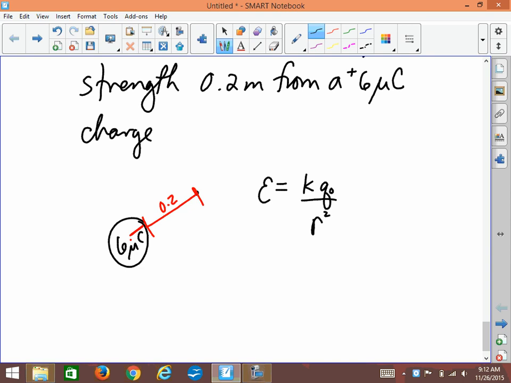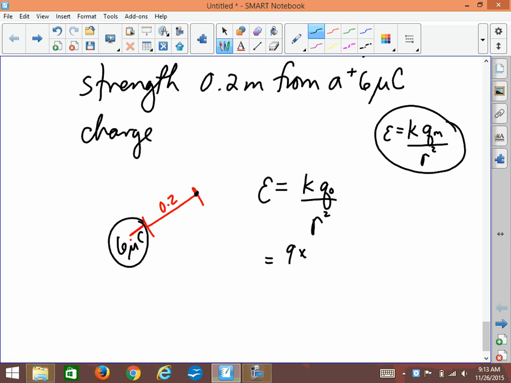Some textbooks, I should point out, give this a name. They call it the master charge. The charge that's making the field is sometimes referred to as the master charge, so you might see a little M there, QM, in your textbook. But it just means the object in the middle that's making the field, as opposed to the test charge. We don't even have to know anything about the test charge. We're just going to pick that magic spot and see what we get.